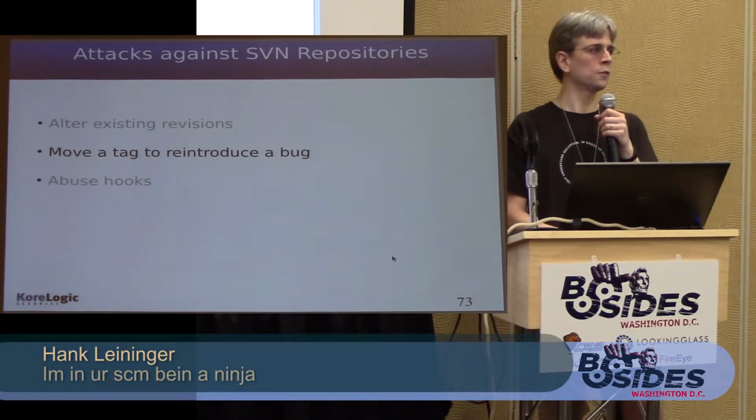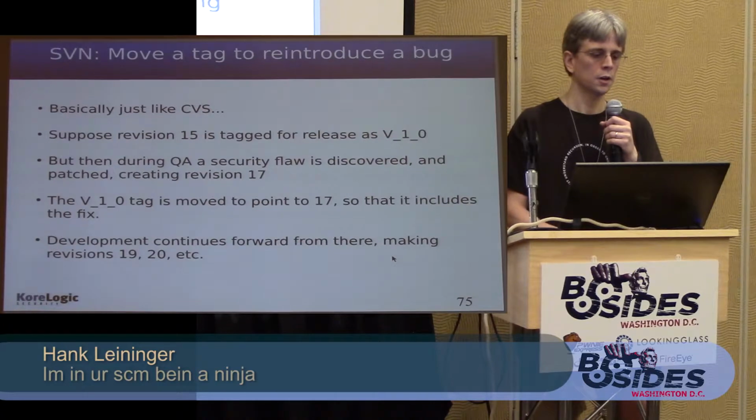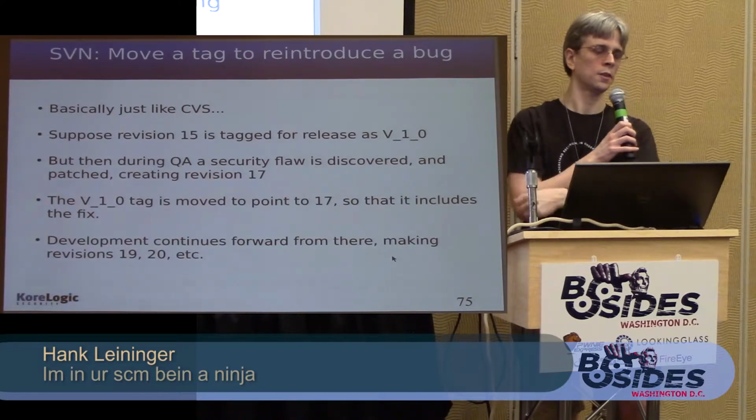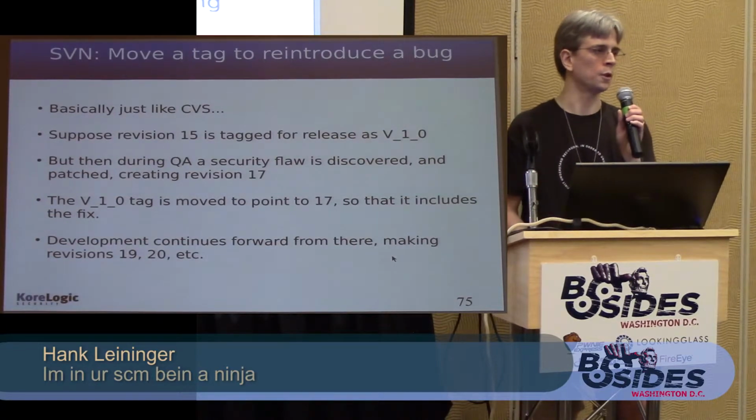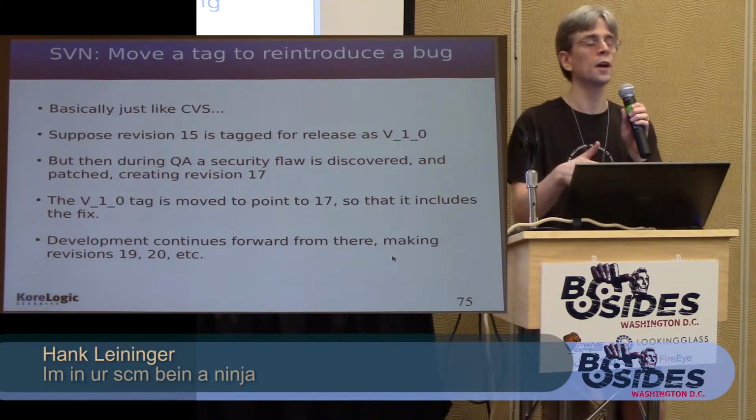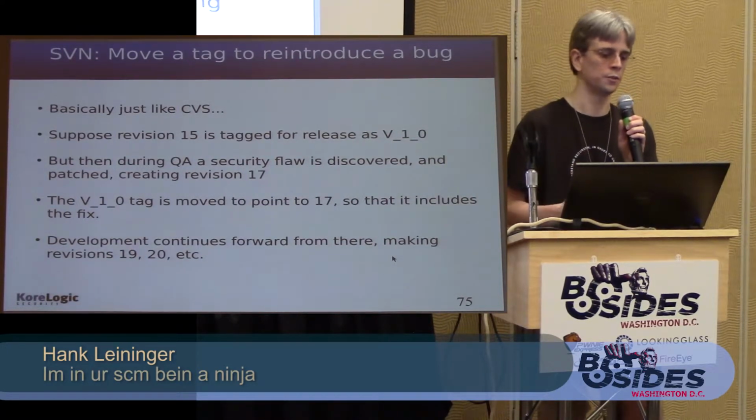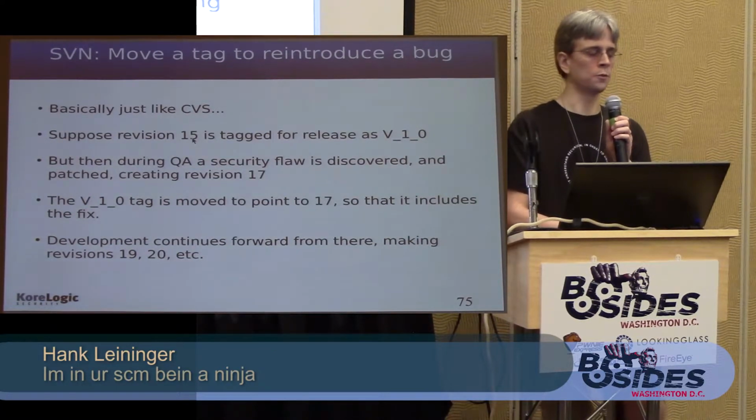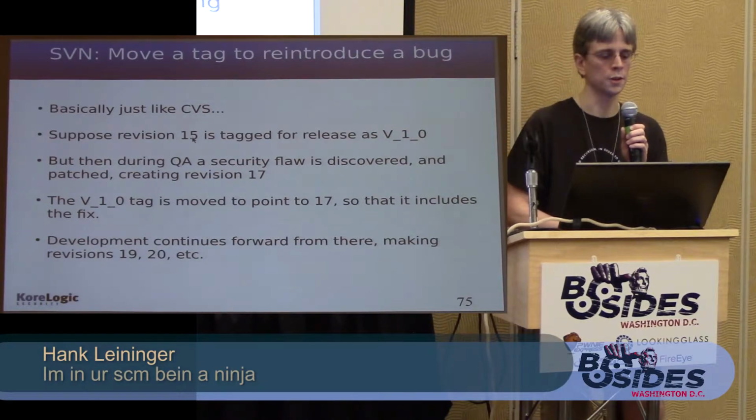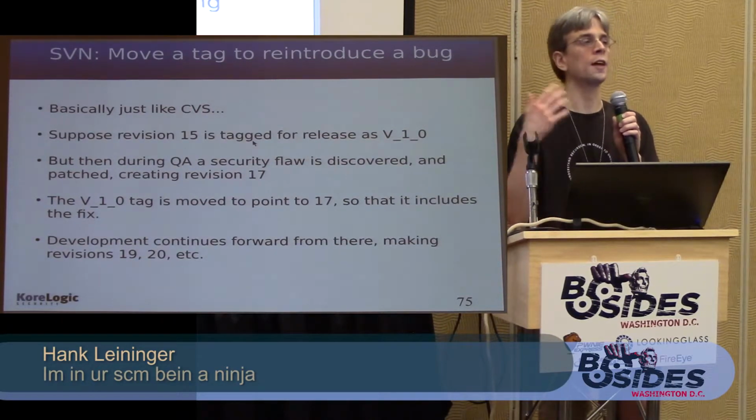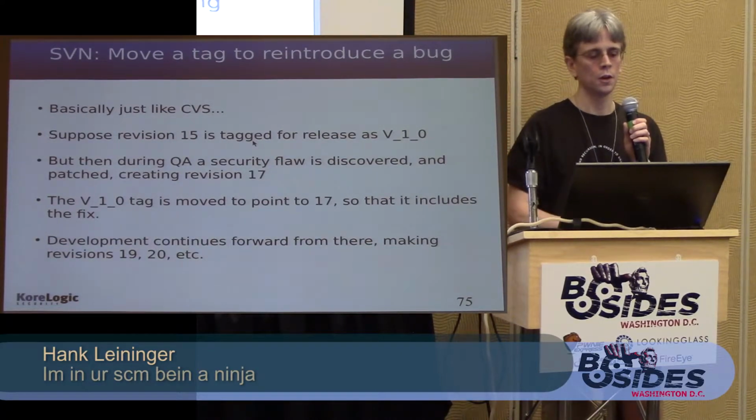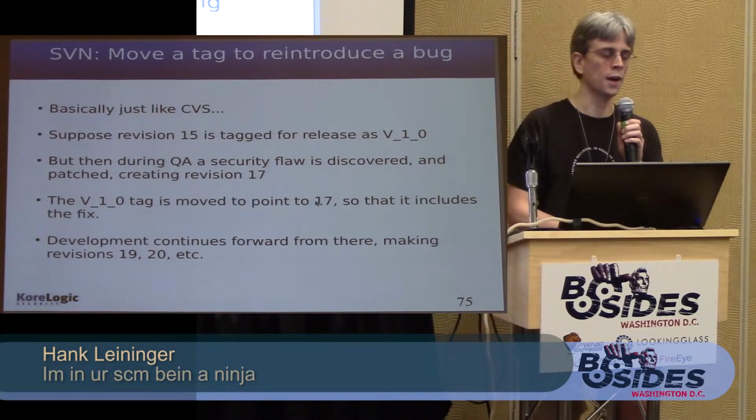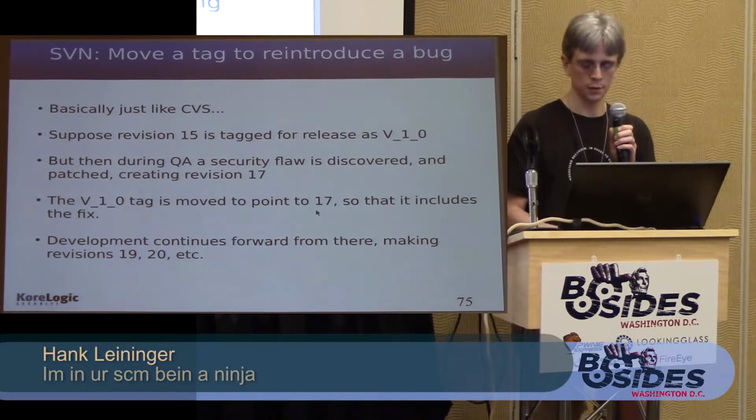Now, just like we can move tags in CVS, we can move them in Subversion. There's one tiny relevant difference, which is that in Subversion, basically any change to anything in the repo creates a new revision. So when you create a tag, the act of adding or the act of removing a tag counts as a revision. So in this scenario, we started with revision 15, because I picked that number randomly, and it was tagged, that creation of that tag would have been revision 16. Then in QA, a flaw is discovered and fixed, so the new version is 17, and then the tag is moved to 17, and that increments the counter yet again.